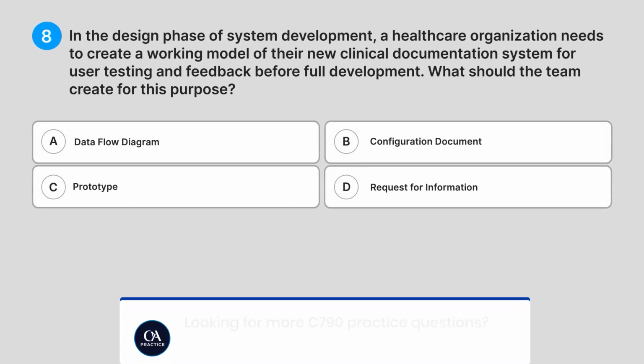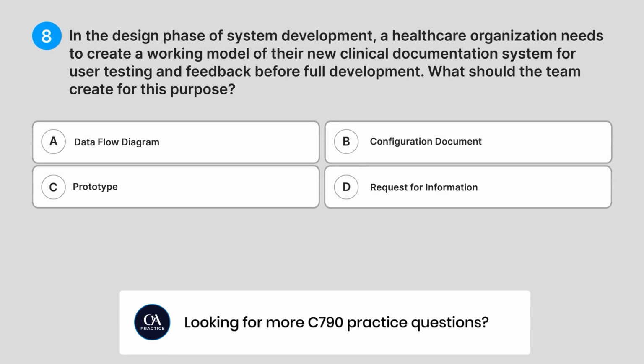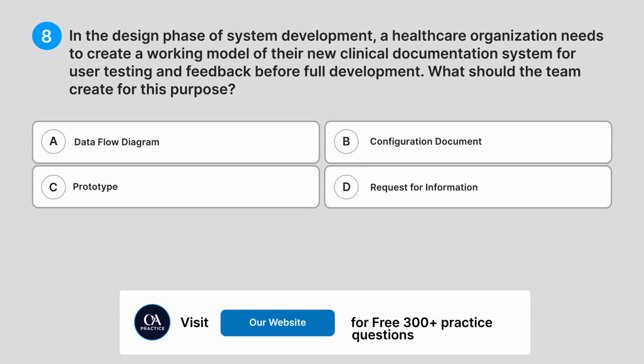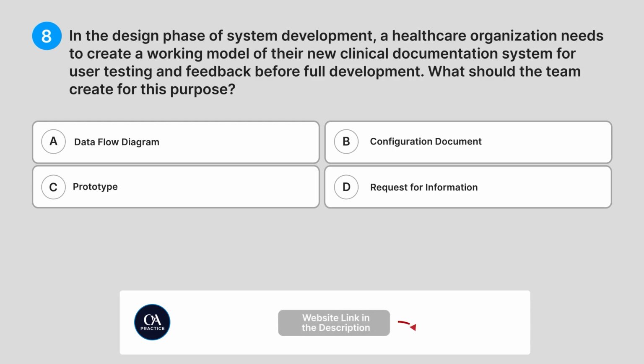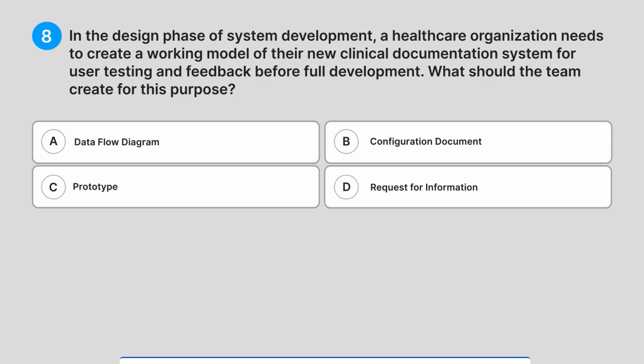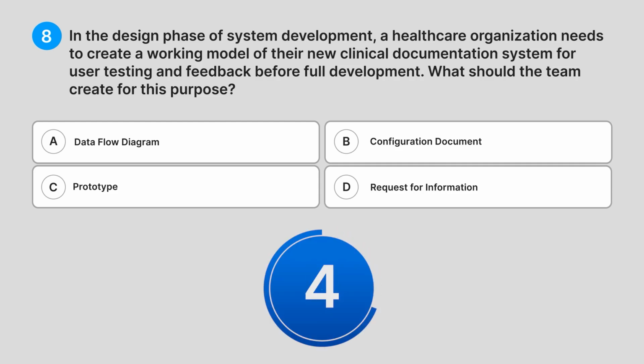8. In the design phase of system development, a healthcare organization needs to create a working model of their new clinical documentation system for user testing and feedback before full development. What should the team create for this purpose? A. Data flow diagram. B. Configuration document. C. Prototype. D. Request for information. Do you know the answer?